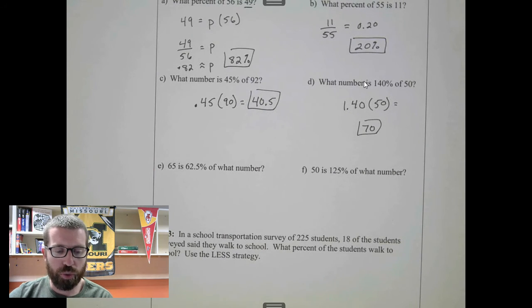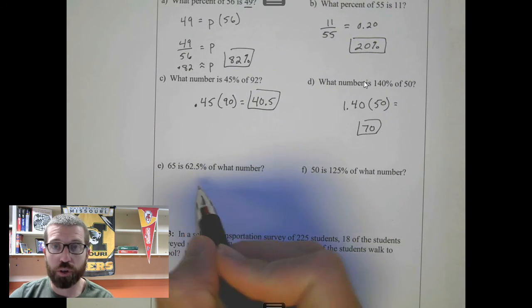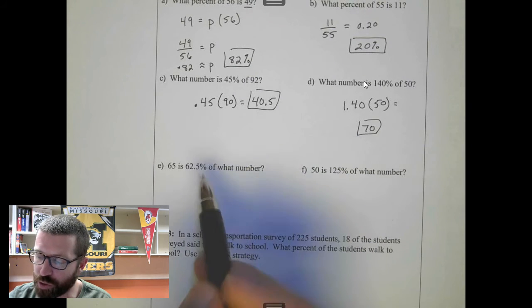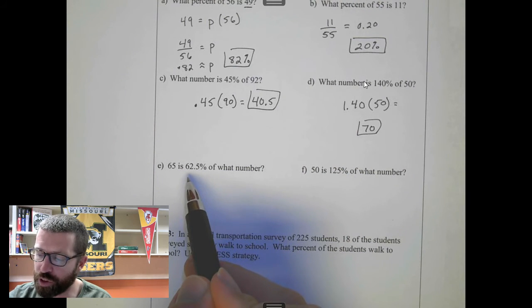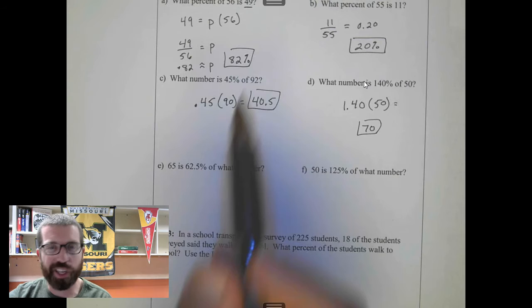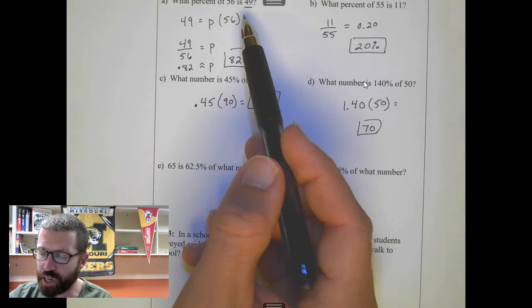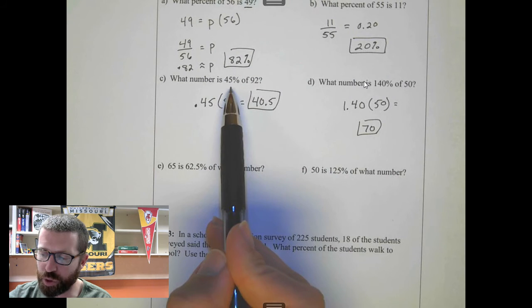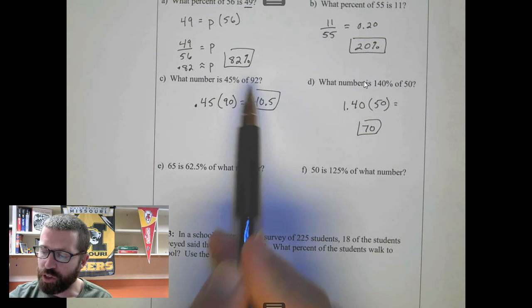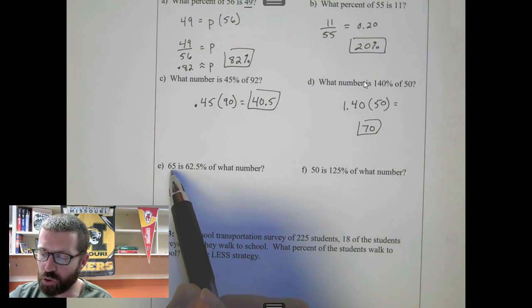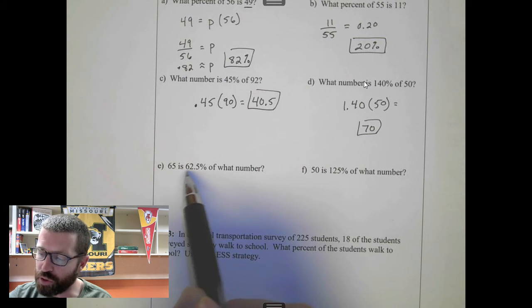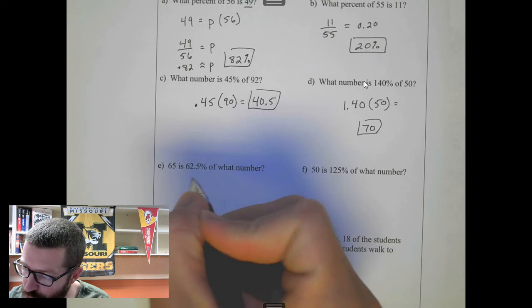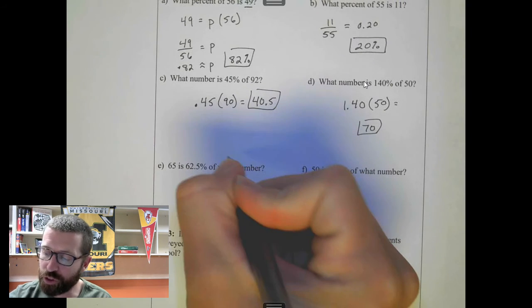65 is 62.5% of what number? So now you're looking for the total. So this is the one where it gets a little tricky, I think, to remember, right? So like up here, you're going to divide 49 over 56. This one, you have the percentage and the total, so you multiply. But here you want to know the total. 65 is the part. So you don't have that.